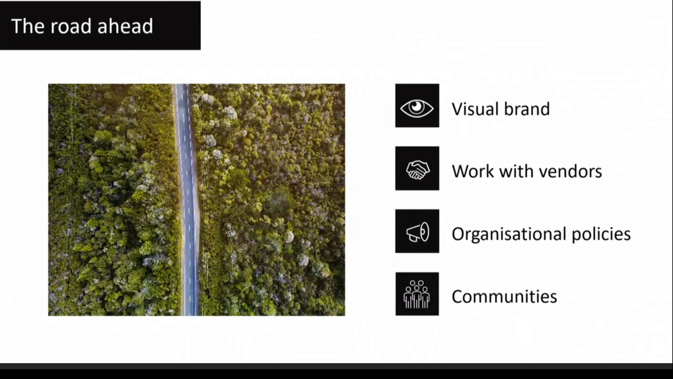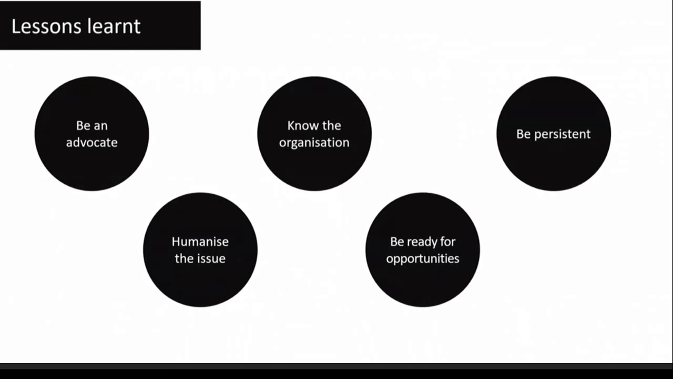So key things that I've learnt during this process is to definitely be an advocate, know your organisation, especially around communication channels. Be persistent because it can be a long road, and humanise the issue, and also be ready for opportunities because change will happen, and when it does, it's usually more open to other change as well.